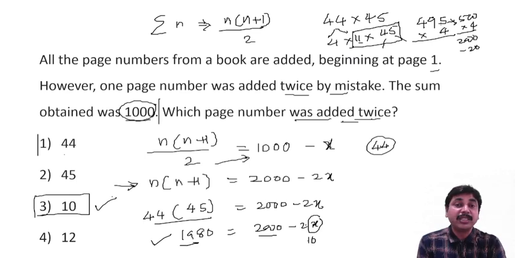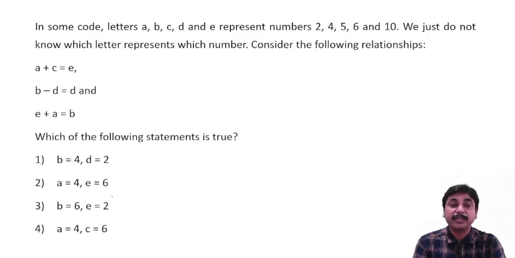So see how useful the concepts are for solving the question. So you should be very good at concepts. Let us go to this question. In some code, A, B, C, D, E represent 2, 4, 5, 6 and 10. So 5 variables and 5 numbers are given here. We just do not know which letter represents which number. Consider the following relationships. You are given these relationships and we have to decide which letter represents which number.